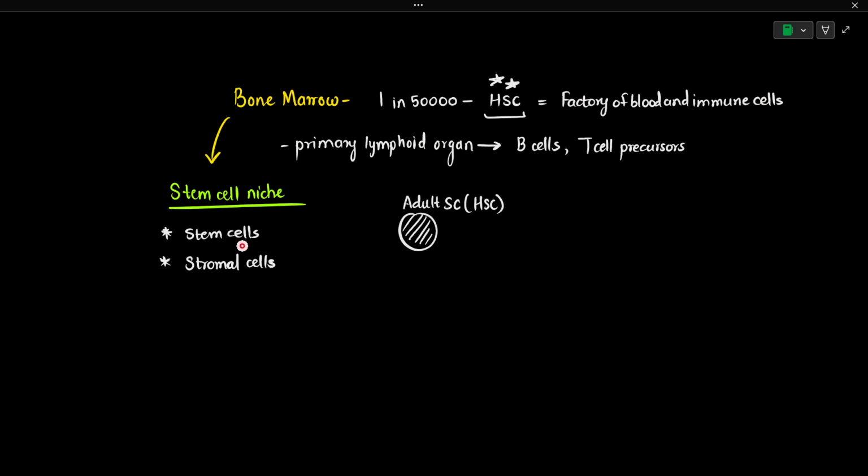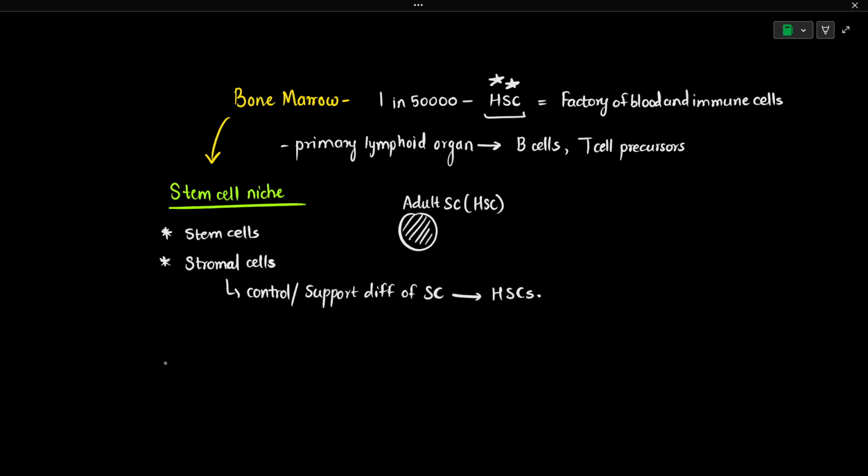Okay, so the stromal cells are the helper cells. These are specialized cells which are going to control the differentiation of hematopoietic stem cells, or support the stemness of the hematopoietic stem cells. So the stromal cells are the ones that control or support the differentiation of stem cells, and in this particular case we are talking about hematopoietic stem cells, right?